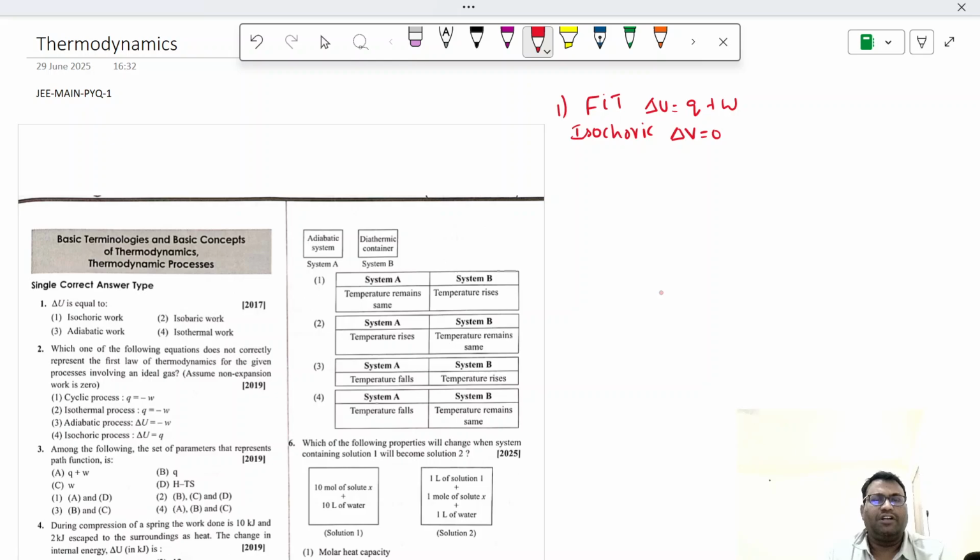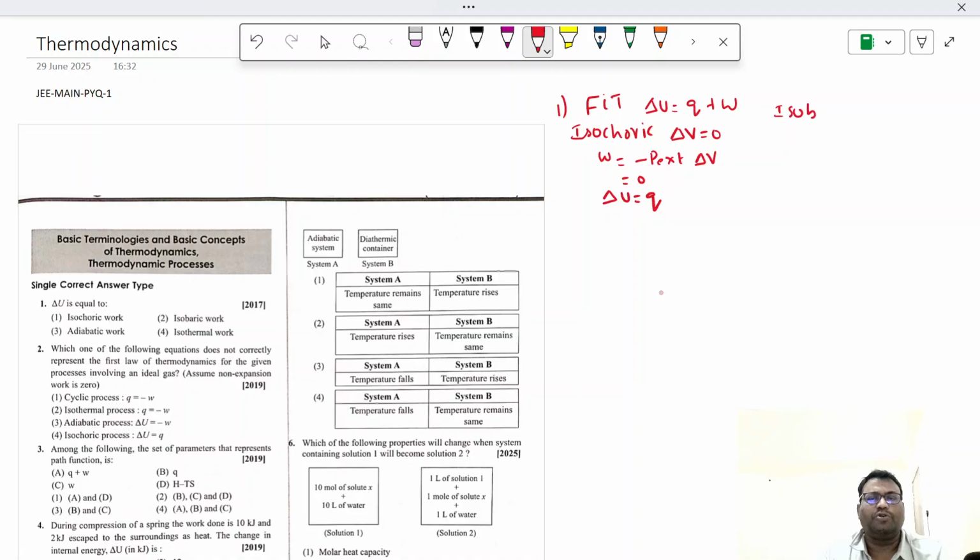We have derived a formula previously. What is that? W is equal to minus P external into delta V. If delta V is equal to 0, then work done will be equal to 0. If work done is equal to 0, then delta U is equal to Q. So it is asked delta U is equal to Q, not W. So option 1 is wrong. Option 2, let us see.